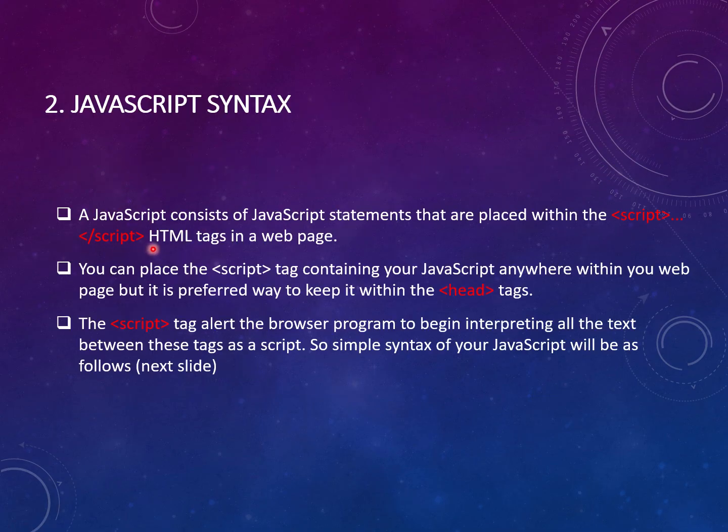Now see the JavaScript syntax. JavaScript code is written inside script HTML tags. The script tag can be placed anywhere within your web page, but placing it inside the head section is preferred. The browser starts interpreting all the JavaScript code when it encounters the script tags.